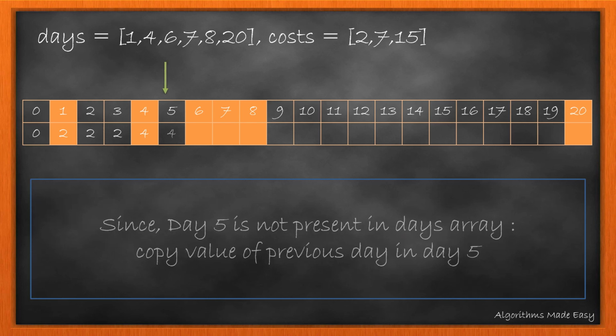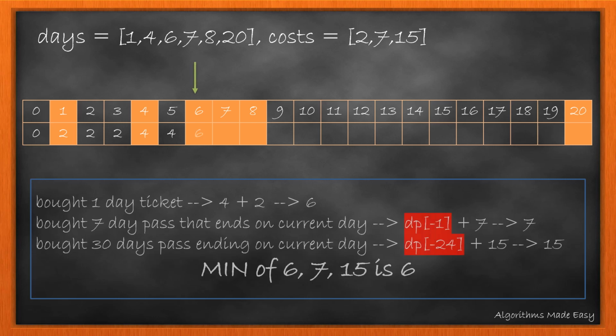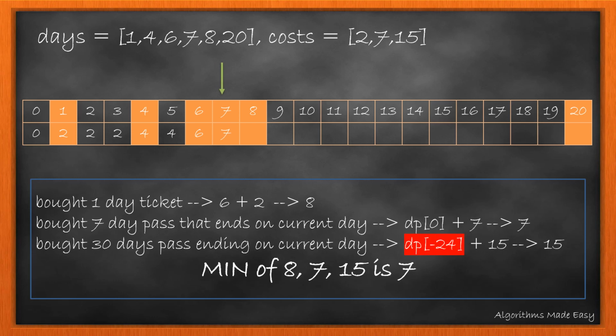Since day 5 is not present in the days array, we just copy the value of previous day in day 5 and move forward. As day 6 is in the travel plan, we calculate the cost again. This time the value gets updated to 6. For day 7, we can see that we could either buy a 7-day pass that would have covered the days 1, 4, 6 and 7's travel. This would also minimize our cost. So we update 7 in DP array for day 7.